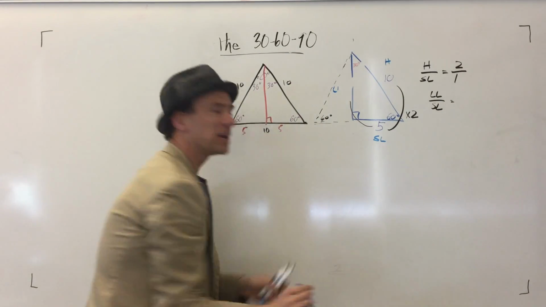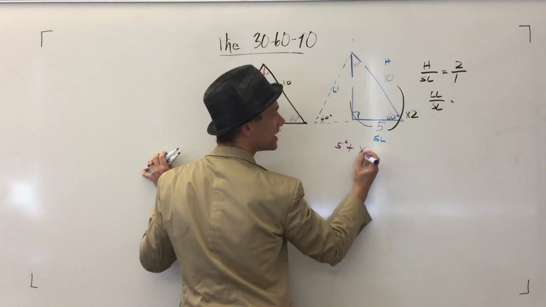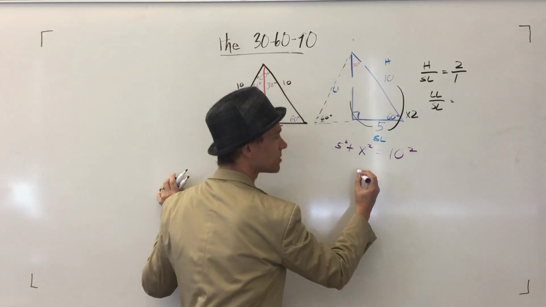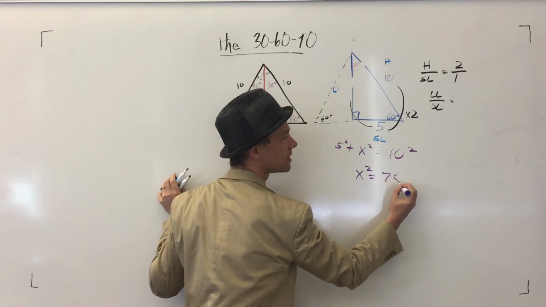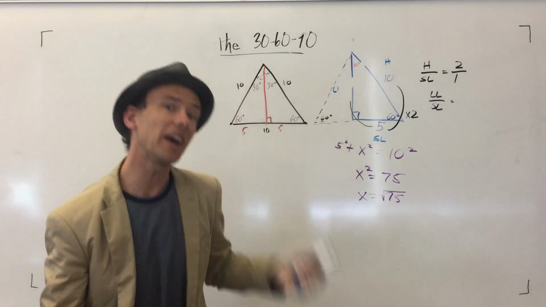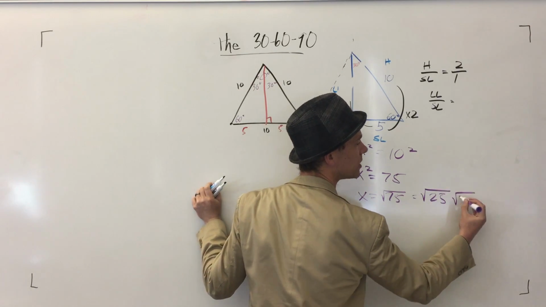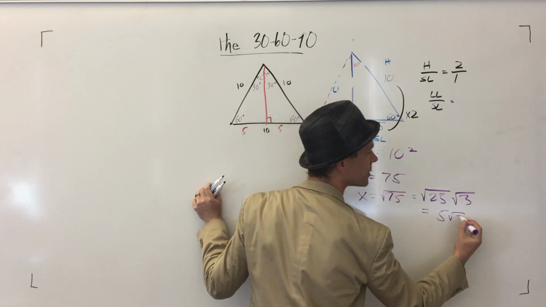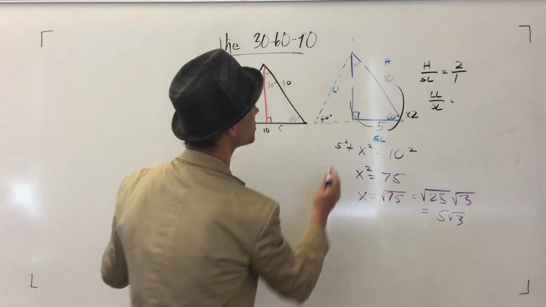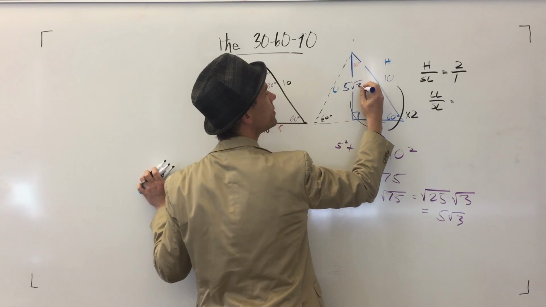Well, if you do a little Pythagorean theorem here, you get 5 squared plus x squared is equal to 10 squared. So I'll skip a few steps. Boom, boom. So x is equal to the square root of 75, which is the square root of 25 times the square root of 3, which is 5 root 3. So I did that really fast because it's not really the premise of what I'm trying to show here. So this distance here is going to be 5 root 3.